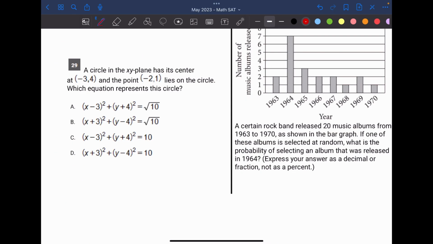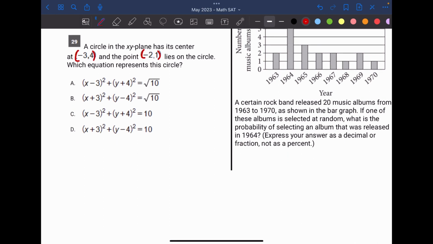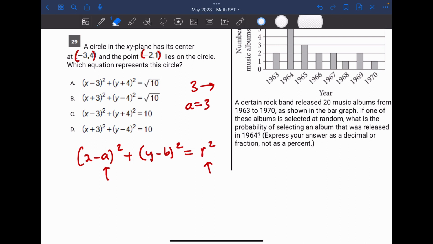Question number 29. A circle in the xy plane has its center at -3, 4, and the point -2, 1 lies on the circle. Which equation represents the circle? First you have to memorize the equation of a circle. It is x minus a squared plus y minus b squared is equal to r squared. r is obviously the radius of the circle. A is the horizontal shift. For example, if you move it 3 to the right, A is going to be equal to 3. And then B is the vertical shift.